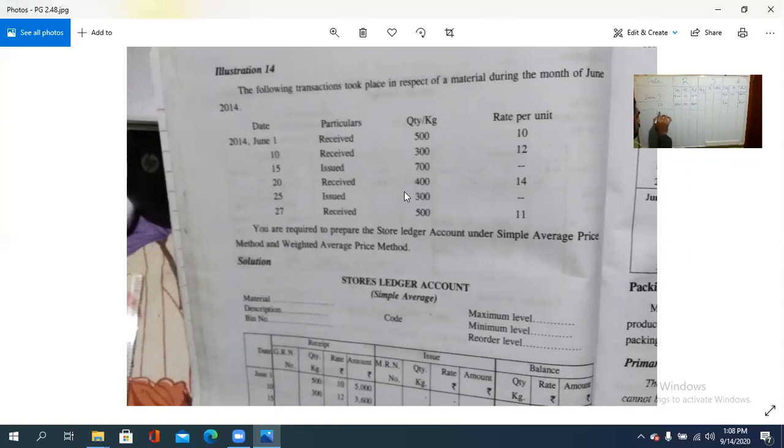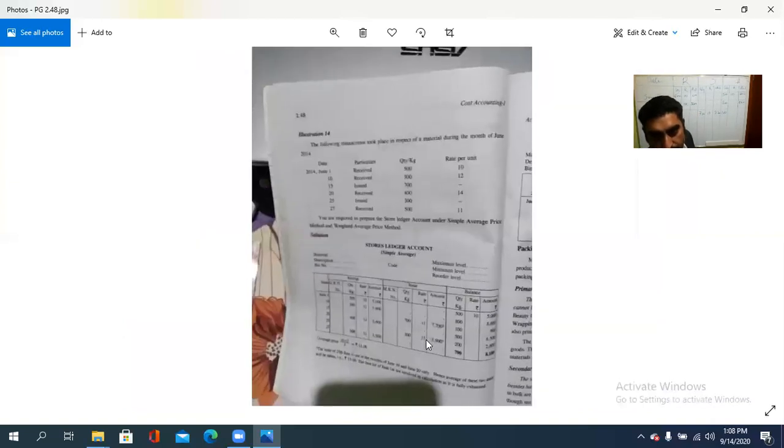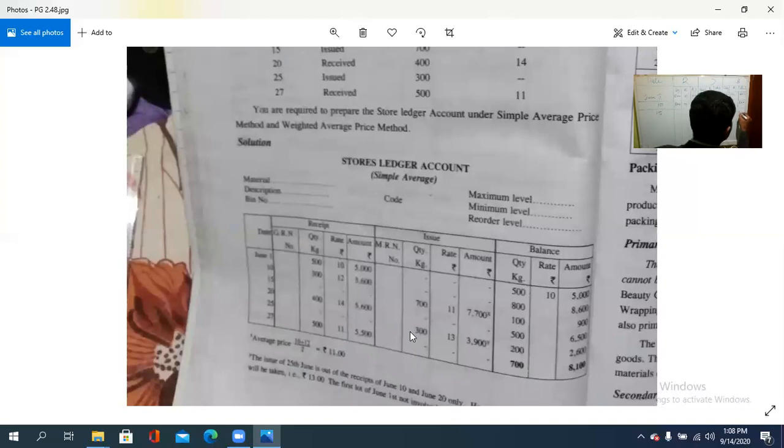Next, 700 units are to be issued. So look at the price: in the receipts, 12 plus 10 is 22, that is the price of the two receipts above. So 22 by 2 is 11. So it is 7,700. So only 100 units are the balance. 8,600 minus 7,700 is only 900. So 100 units and 900 rupees.